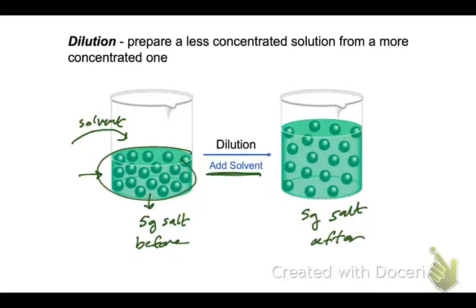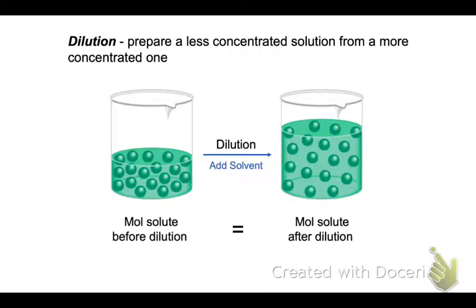The only thing that did change is the volume of the solution, because I added more solvent, which will affect the concentration because the concentration is dependent on the volume. So moles of solute before dilution are equal to moles of solute after dilution. And this is where the dilution equation comes from: M1V1 equals M2V2. Let me show you and prove to you that this is correct.